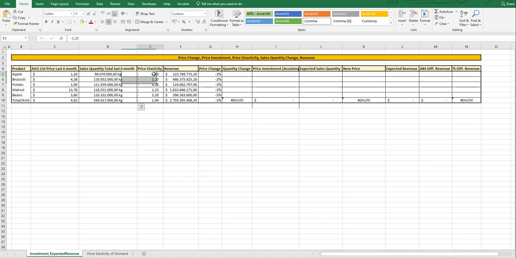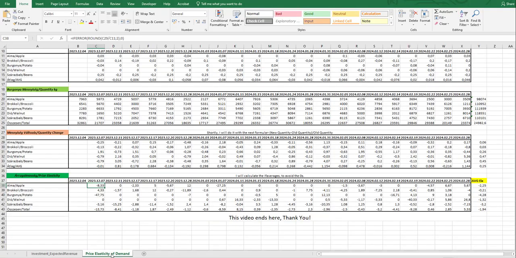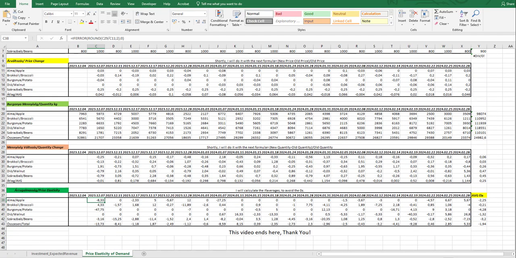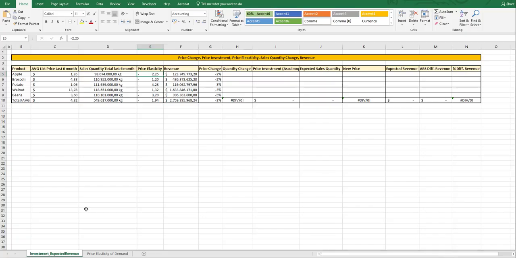And that's it. Price elasticity is calculated from historical data. So in the other tab I recorded price changes and quantity changes over the 6 months period, and I get, for example, for apple an average of minus 2.25. That means when the apple price is decreasing 1%, based on historical data, most likely my sales quantity will go up 2.25%.